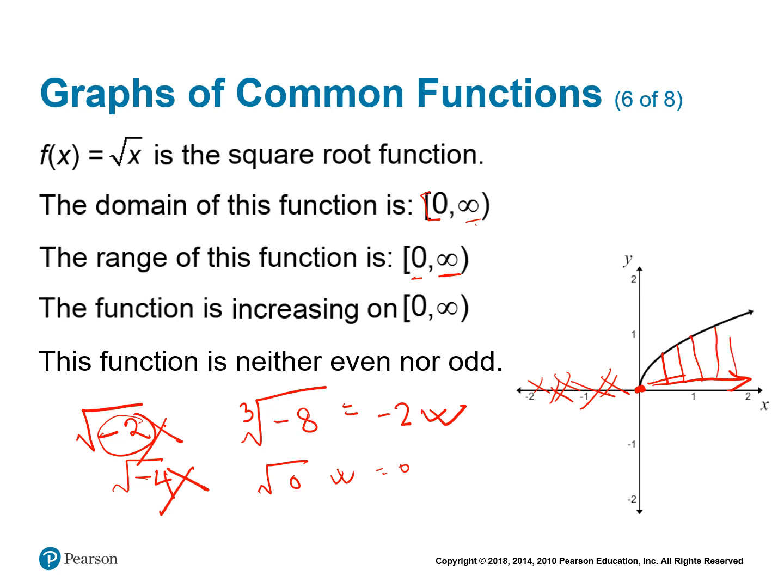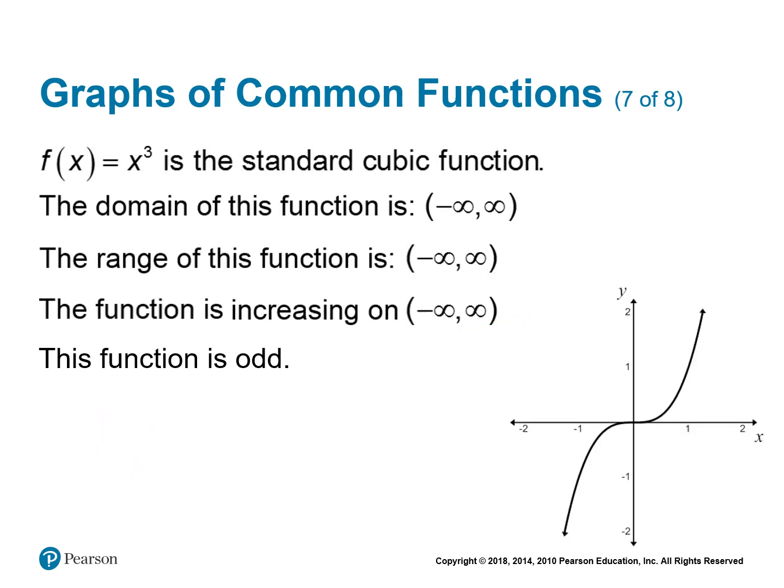At some point you see it slows down. It doesn't rise the same way as it does in the earlier stages of the function, but it does keep increasing. So the function is increasing on the interval 0 to infinity along the x-axis, and the function is neither even nor odd.